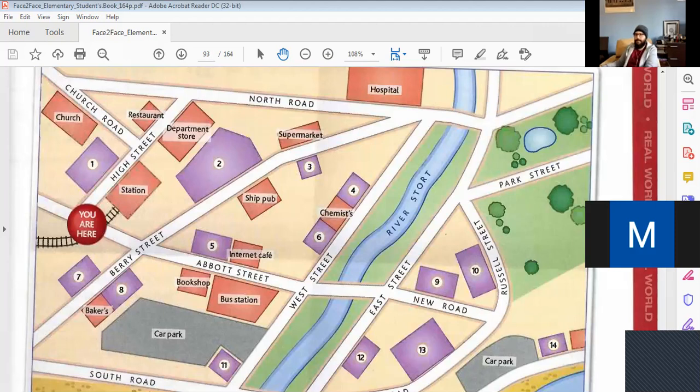What is it? Go along Abbott Street. It's on the right next to the bus station.